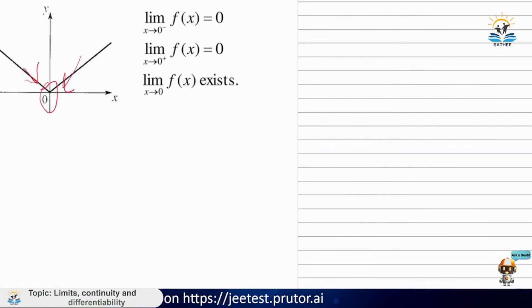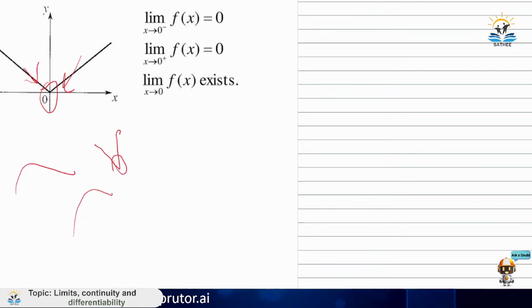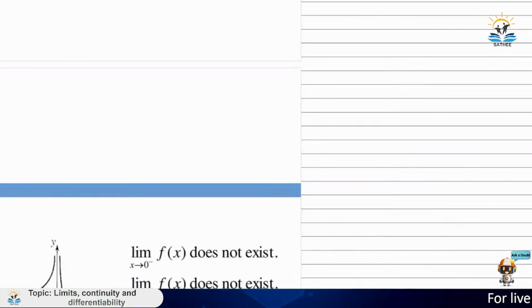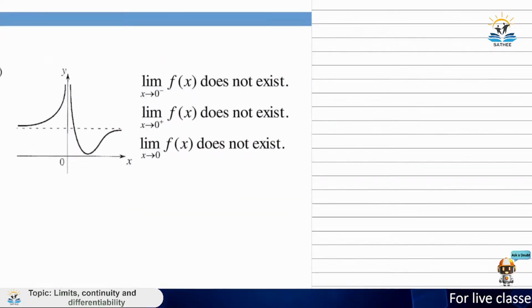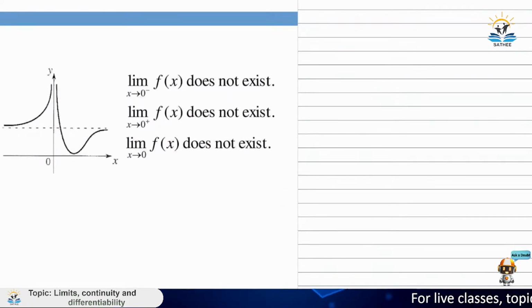Some people might say that it is not smooth and it is like a point, like a sharp edge here. But then too, since the sharp edge is converging to the same point, the limit will exist. Here the limit does not exist because these both are going to infinity.